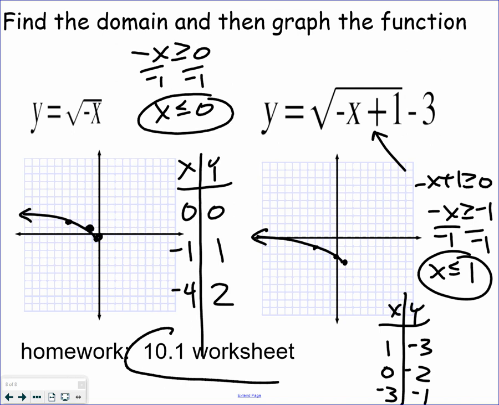Make sure you get the worksheet. Ask questions. Graphing is going to also be challenging for those of you that do not have printer access. So make yourself a little bit of a grid and do your best on your graphing. But here we go, section 10.1, graphing square root functions.